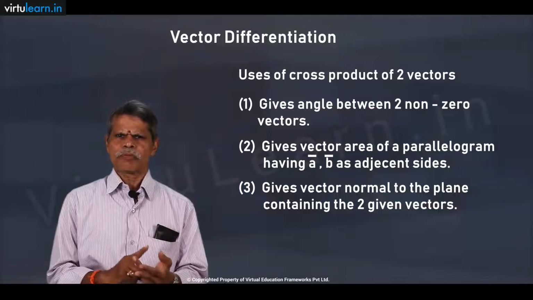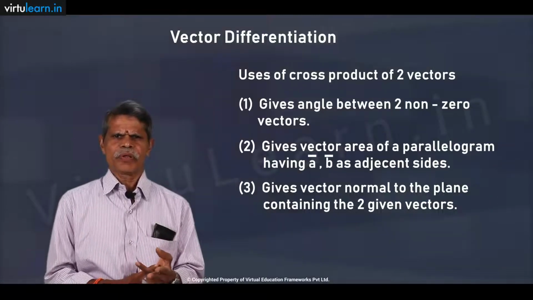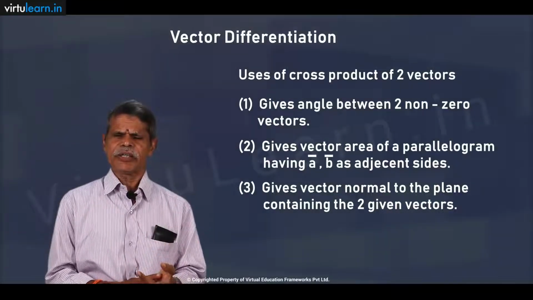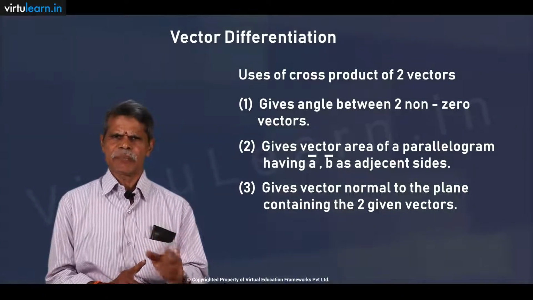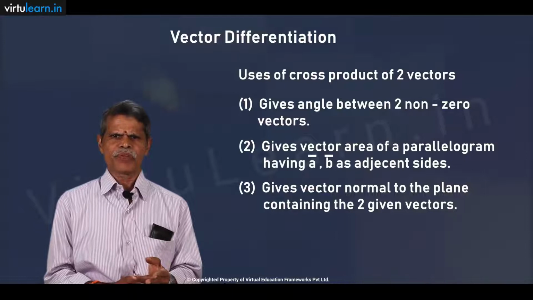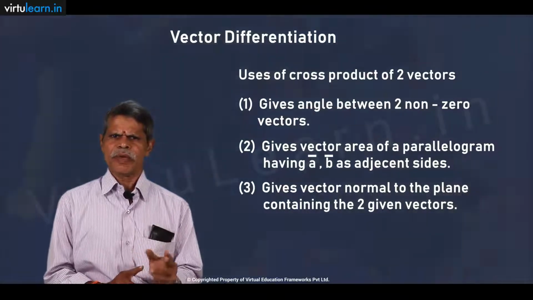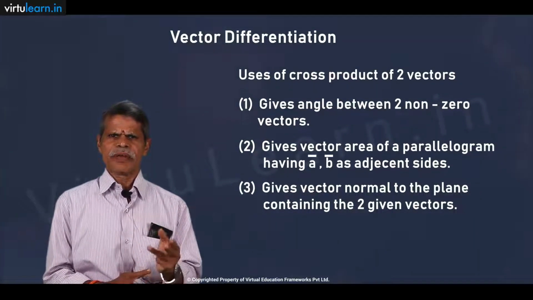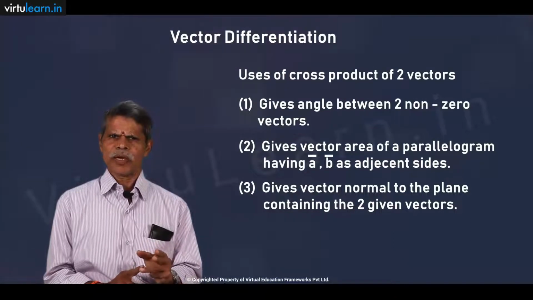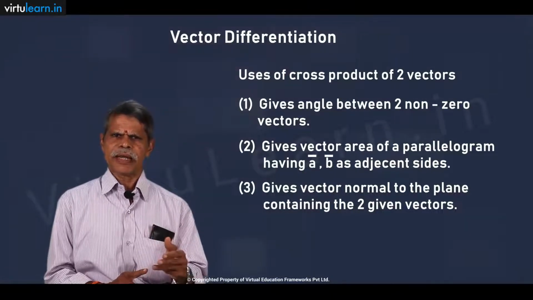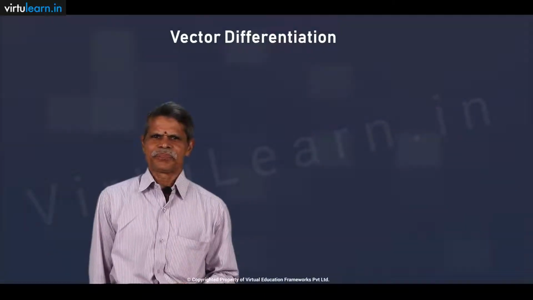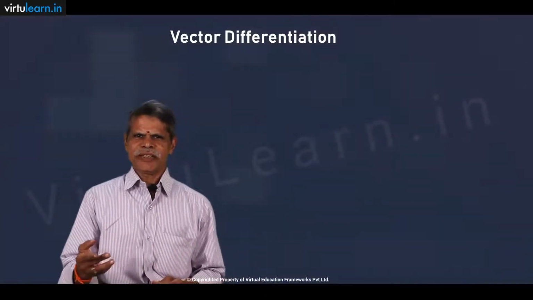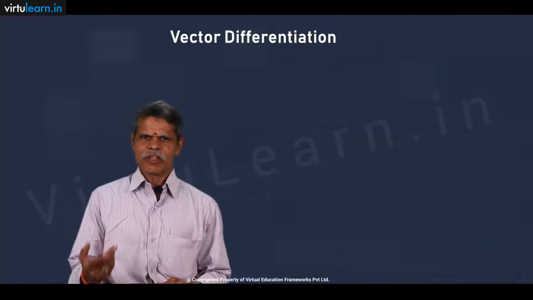The dot product of two vectors will be 0 when either of the vectors is 0 or the angle between them is 90 degrees or pi by 2 radians. Similarly, the cross product of two vectors is 0 when the vectors are parallel to one another or the vectors act along the same line.